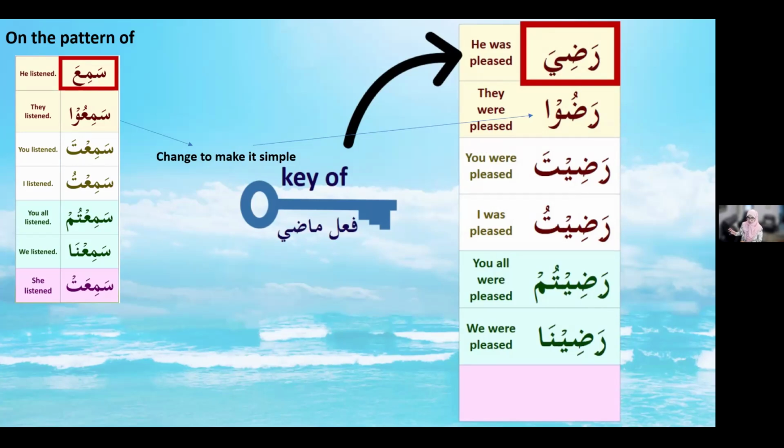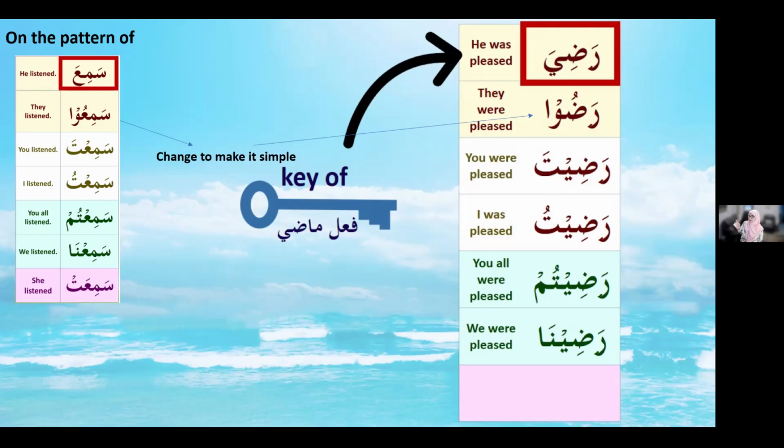رضي رضوا. Okay, now coming. You were pleased, I was pleased. You were pleased, رضيت. Like سمعت, this will be رضيت. I was pleased, رضيت. So let's do these four together. رضي رضوا رضيت رضيت.